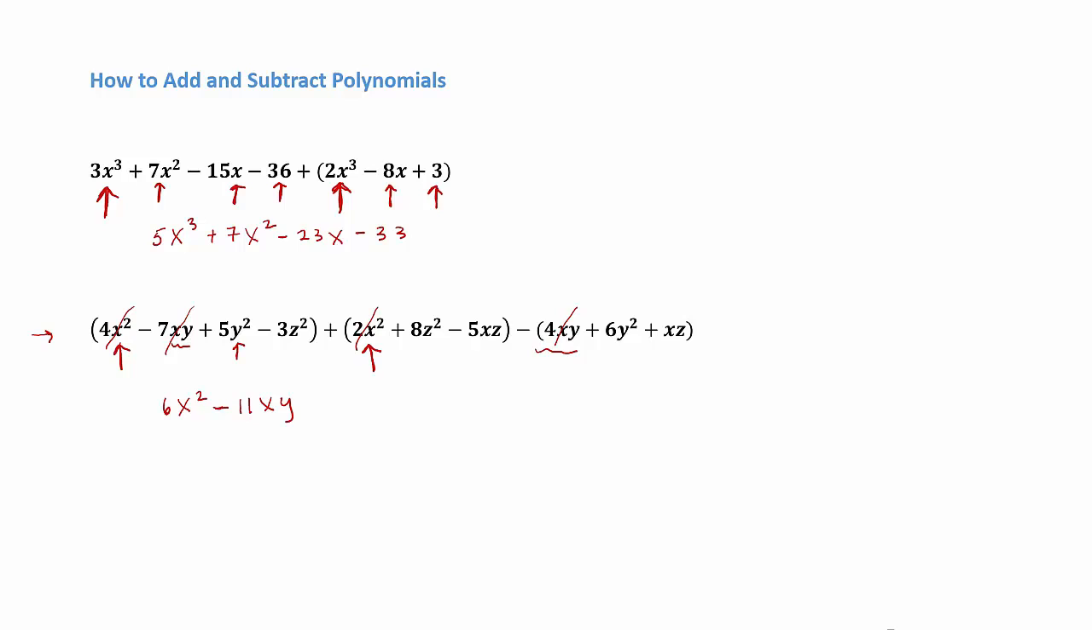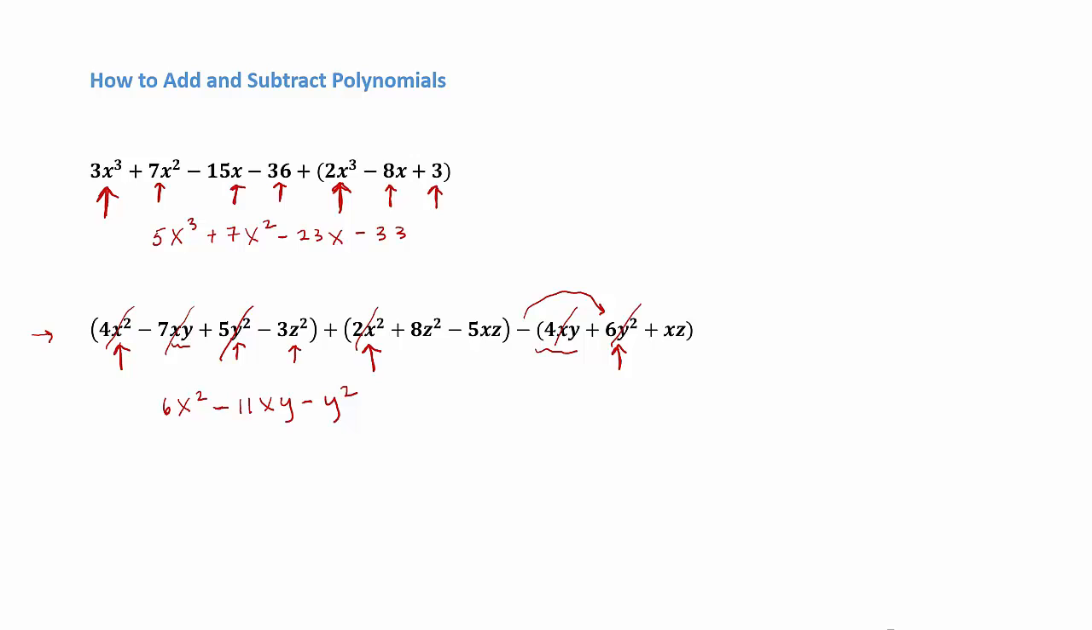We have a y squared here. So we have 5y squared here, and we have a 6y squared here. But be careful because you're subtracting it. 5y squared minus 6y squared. A minus in front of parentheses means that minus applies to every term in the parentheses. So we have 5y squared minus 6y squared is minus 1y squared. We took care of that one and that one.